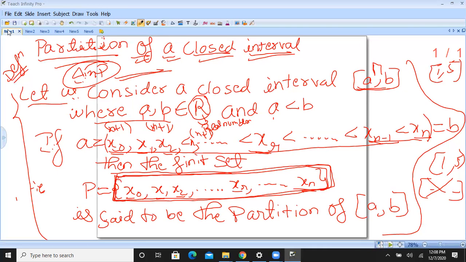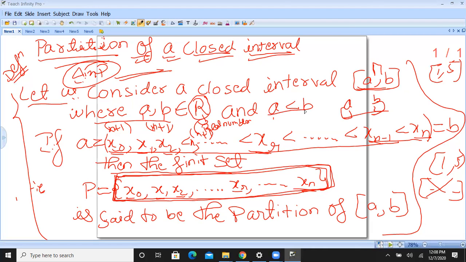So let us consider a closed interval [a, b], where a and b belong to R. R always means real numbers. a is less than b. We take a as the smaller value and b as the larger value. This is a normal property.